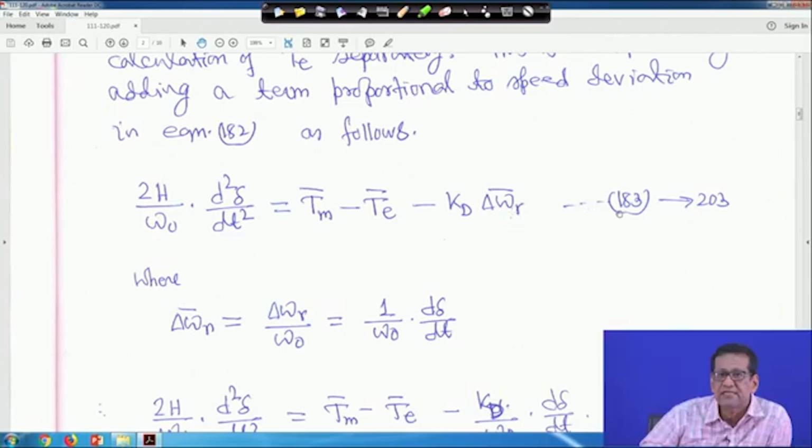This is equation 183. This one you should not see. Again and again I am telling, this is my class note, so this is for my own reference.